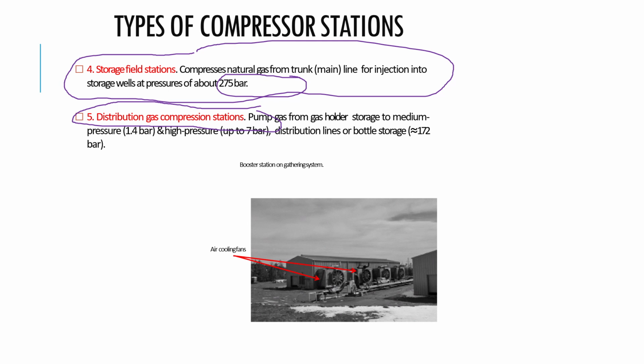So you have to keep in mind that the distribution gas compression station will work on moving the gas from the storage area, where the pressure is maintained at very high pressure, approximately 170 bar, to points where the pressure will be medium, 1.4 bar, to high pressure, which is around 7 bar. So these are the typical 5 types of compressor station that you can find in any natural gas processing plant.